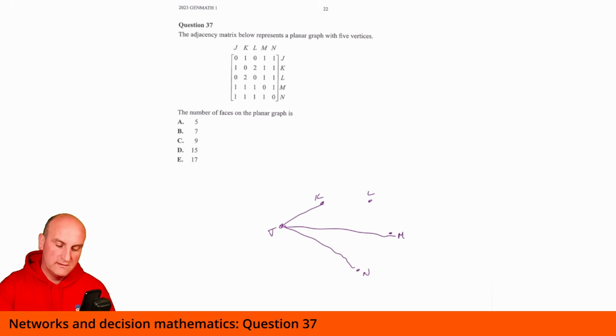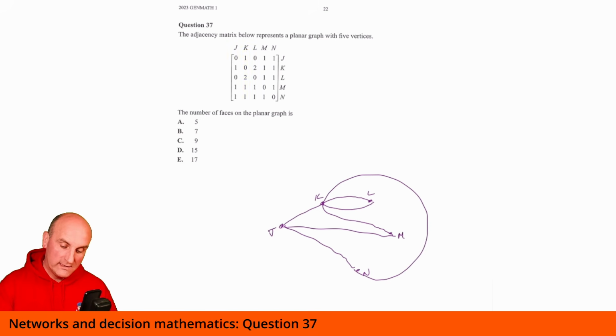So all I've done here is I've just looked down there. Okay, so J is not connected to J. J is connected to K. All right, K is connected to, so let's just do that one now. I'm going to highlight that one there. All right, so K is connected to J. We've already got that one. There are 2 connections from K to L. 1 connection from K to M. And 1 connection from K to N. So I'm going to draw that around here like so. They don't have to be straight lines. Let's go L.